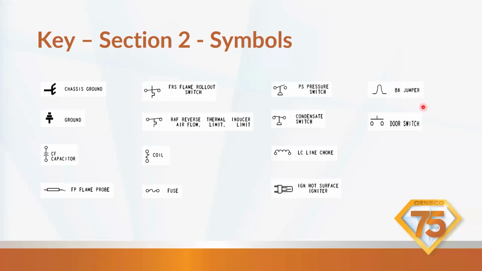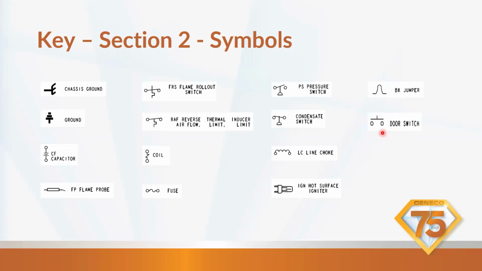And this is actually a screenshot off of a schematic. So it literally is labeled on the board, BK jumper. But that's what you're looking for, that little jump, that little wire. Not all furnaces, but some furnaces might have a door switch that when you take the door off, it will kill the power to the furnace.